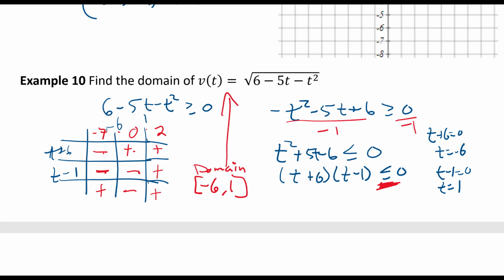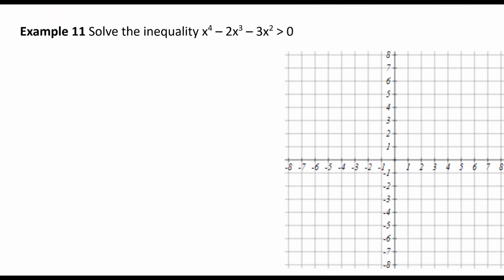Okay, and they use the whole concept of domain to get us to finding the inequality of a polynomial. Okay, we've got one more of these. Solve the inequality x to the fourth minus 2x cubed minus 3x squared is greater than 0. So again, let's look at p of x is x to the fourth minus 2x cubed minus 3x squared, and we want p of x to be greater than 0. And so we can do either way, a graph or the test values.